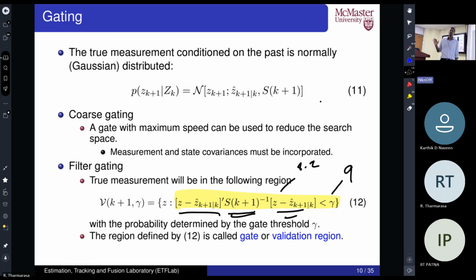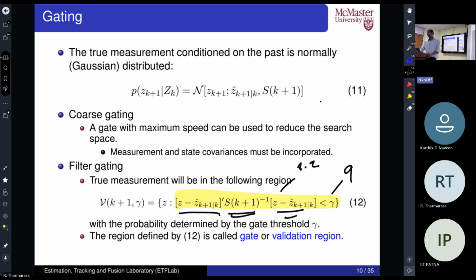Instead of drawing the ellipse, basically you do this. You find the measurement that's given, this is the predicted measurement, and this is the S. Then you calculate the whole thing and compare with the 9. If it is less than 9, it's inside. Clear? So that's the gating. Okay, that's the gating part.